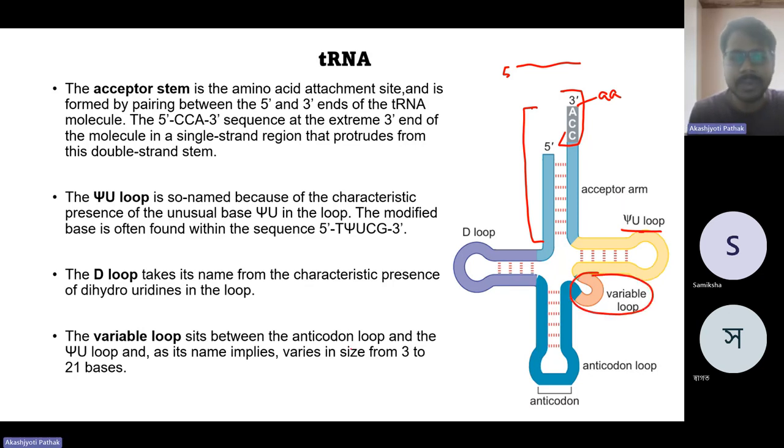The variable loop is present between the anticodon loop and the pseudo-uridine loop, and as its name implies, its size varies between 3 and 21 bases. That is why it is called the variable loop.